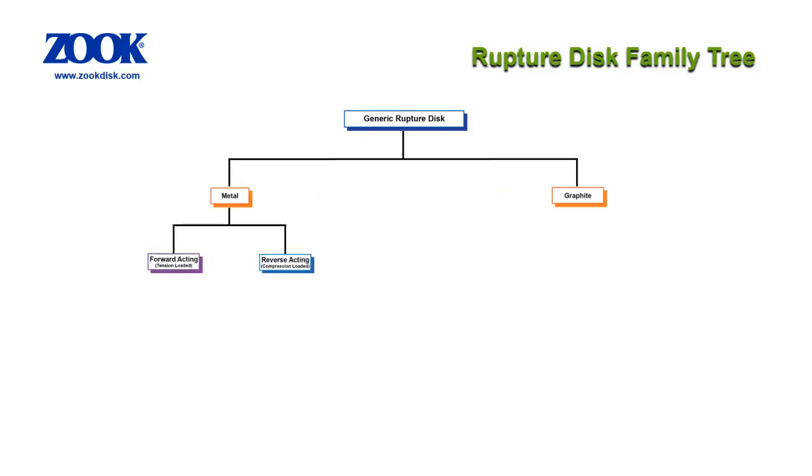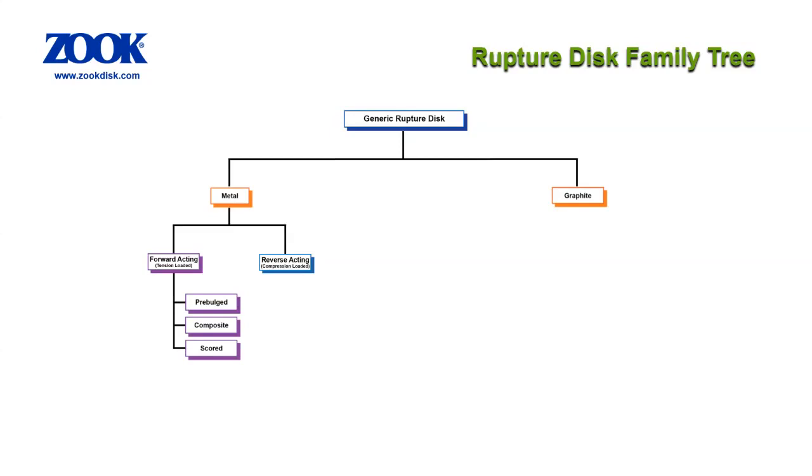Metal designs are divided into forward-acting or reverse-acting. The common characteristic of forward-acting discs is that the foil, which the disc is made from, is placed in tension when exposed to the system pressure. Burst is initiated when the tensile strength of the foil is overcome by the system pressure. For this reason, they are also known as tension loaded.